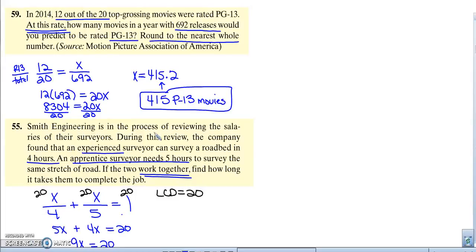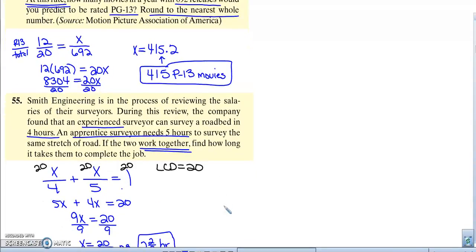When you take a look at this next problem, we have a company who has an experienced surveyor who can do the job in 4 hours, an apprentice who needs 5 hours. How long will it take them working together? So this is a work problem. So we have time together over the first person's rate, time together over the second person's rate equal 1 job done. The common denominator to get rid of these fractions would be 20.